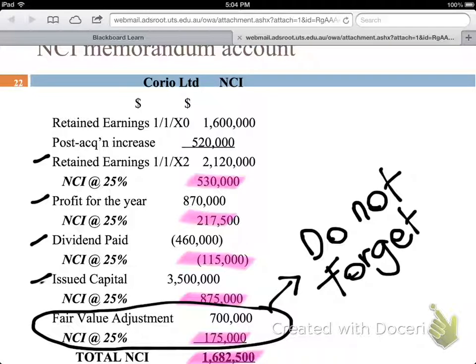So that's how much you would disclose in your statement of financial position for the value of NCI. Okay? So this is the end of the first half. I'm going to do the second half.